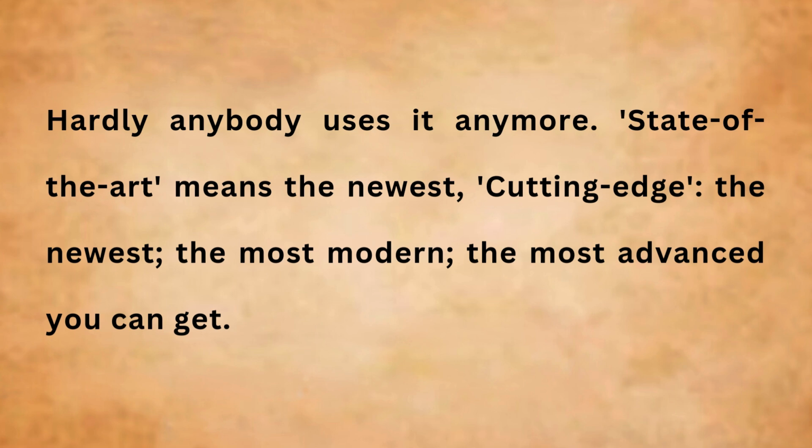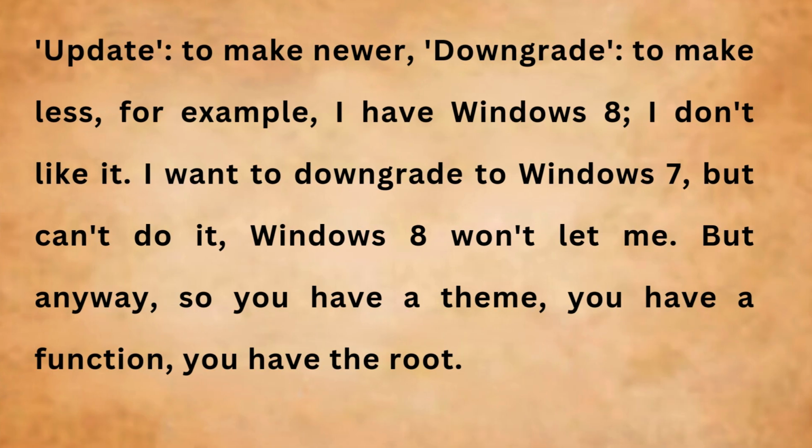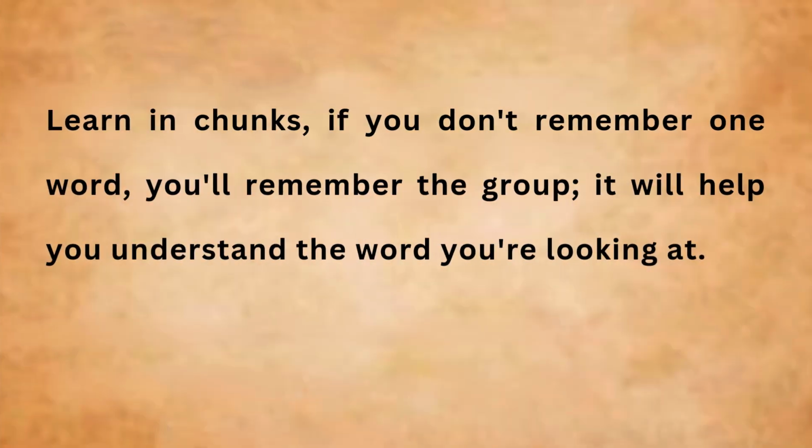State-of-the-art means the newest, cutting edge, the most modern, the most advanced you can get. Update, to make newer. Downgrade, to make less. For example, I have Windows 8, I don't like it. I want to downgrade to Windows 7, but I can't do it, Windows 8 won't let me. But anyway, you have a theme, you have a function, you have the root. Learn in chunks. If you don't remember one word, you'll remember the group. It will help you understand the word you're looking at, okay?